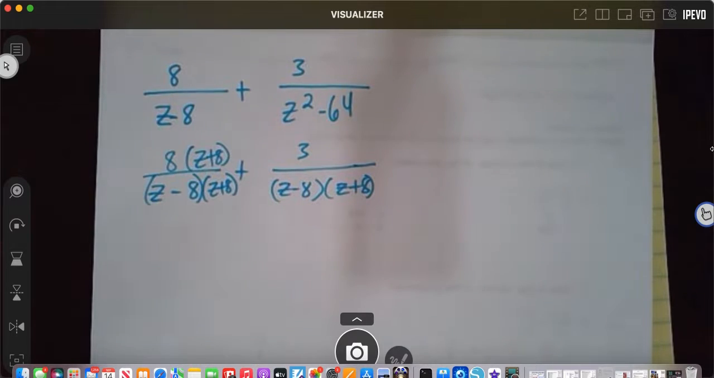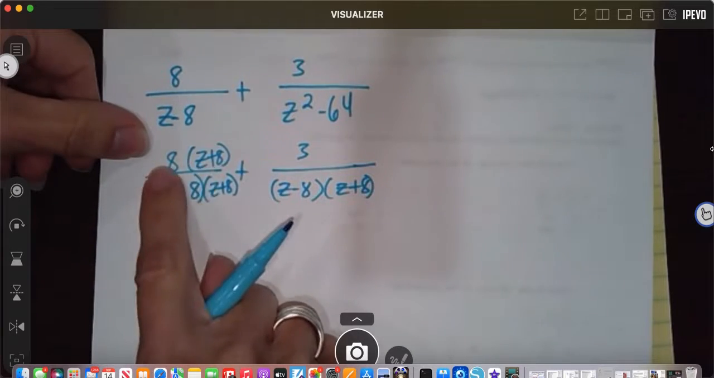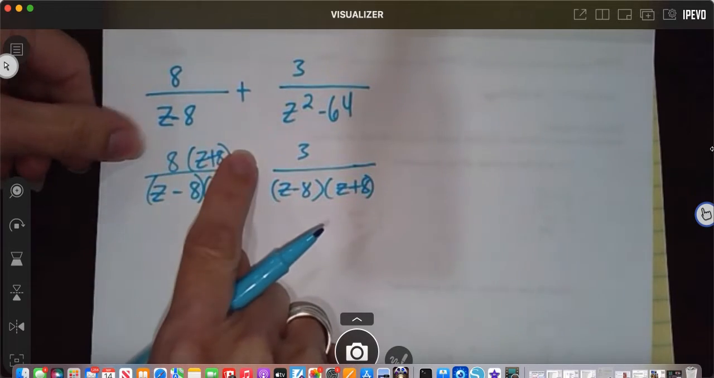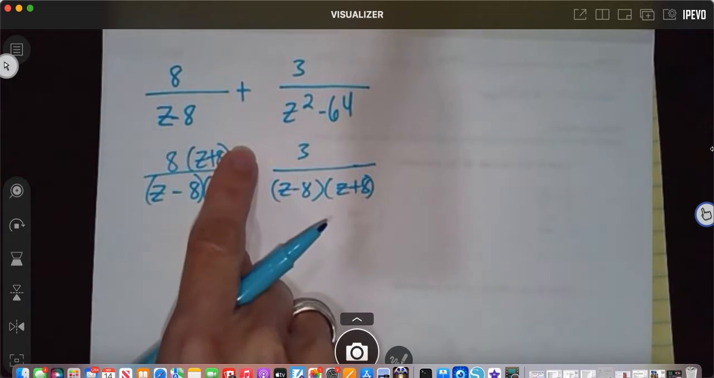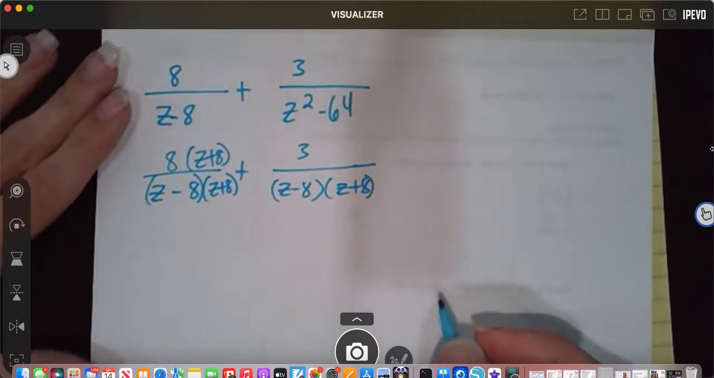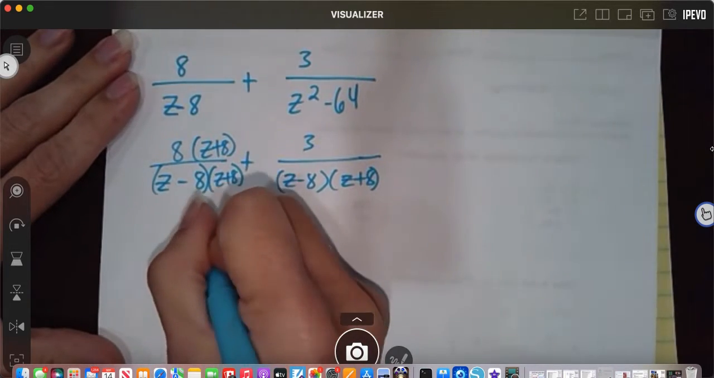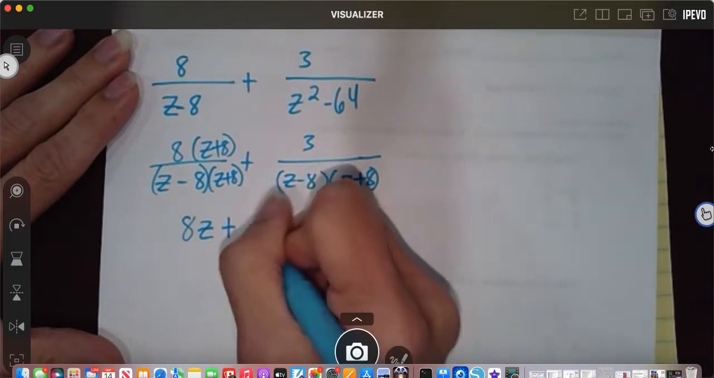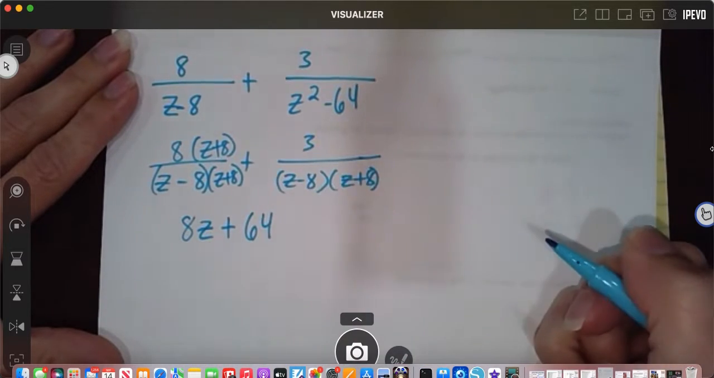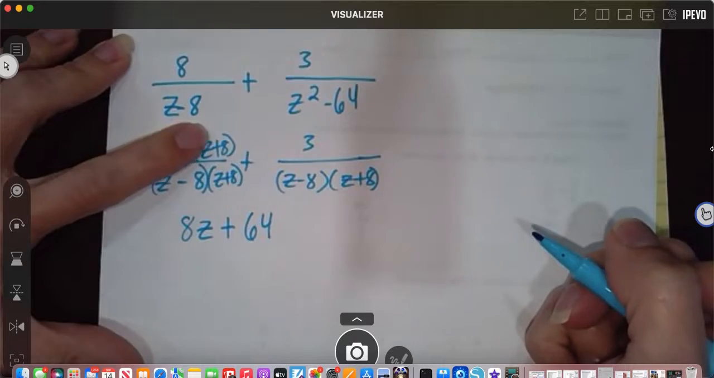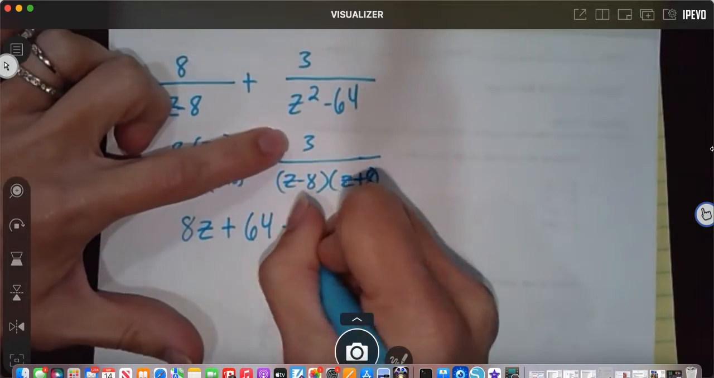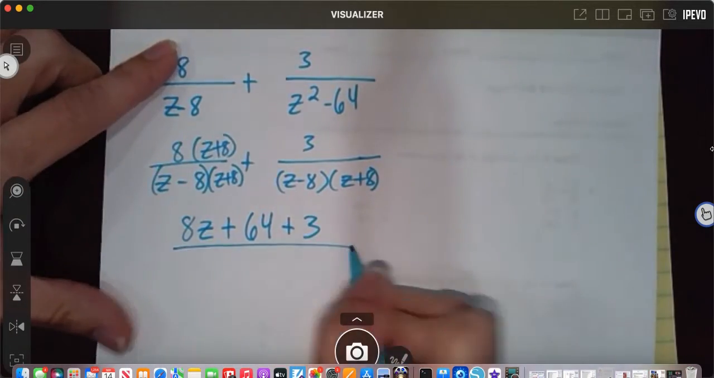And before I can combine the numerators, it's a good idea to just go ahead and distribute or FOIL whatever's right here. In this case, it's just distribute. So that's what I'm going to write. I'm going to write 8z plus 64. Okay, I just distributed that. And then I can write my plus 3. I can put them together now.